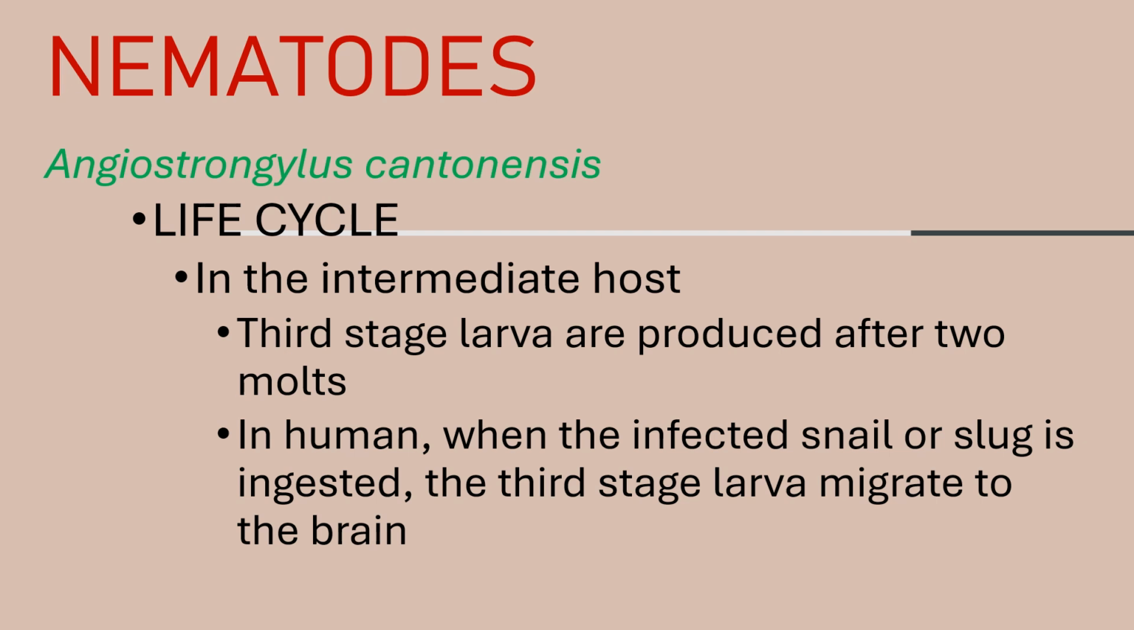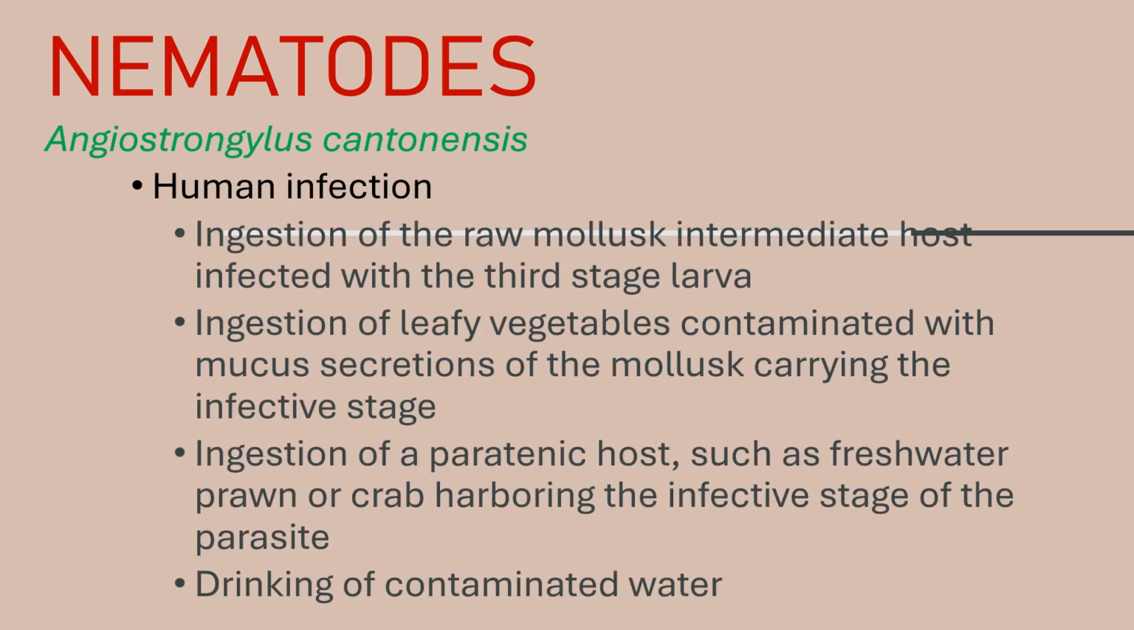In humans, when the infected snail or slug containing the third stage larva is ingested, the third stage larva will migrate to the brain. Once in the brain, it will cause eosinophilic meningoencephalitis. The larva will migrate via the circulation.